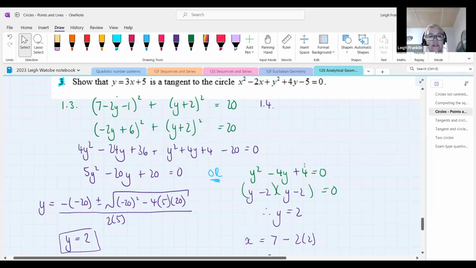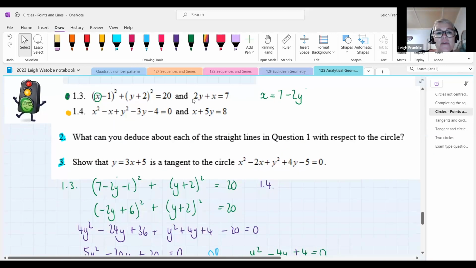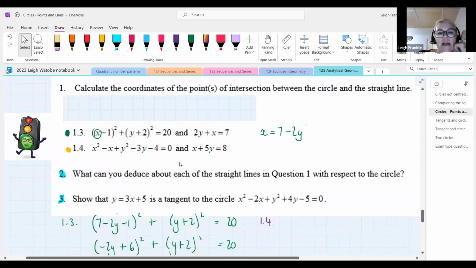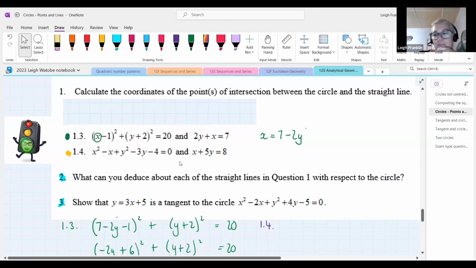Okay, what does this tell us about the line 2y plus x equals 7 and the circle? If there is just one point of intersection, what does that mean? The straight line is a, that's it, Lorato, it is a tangent. Okay, very good. Well done.